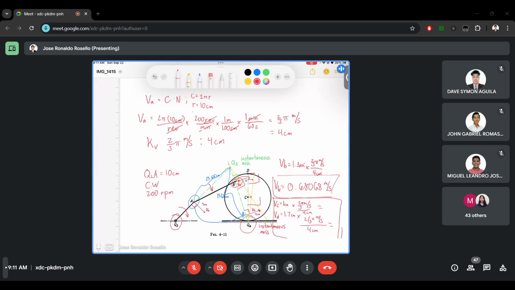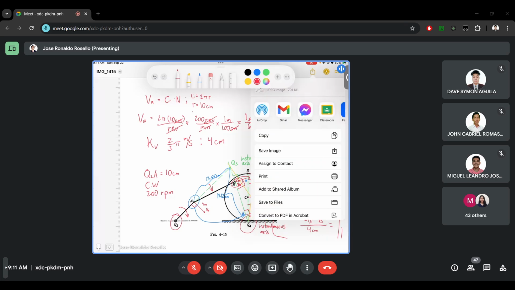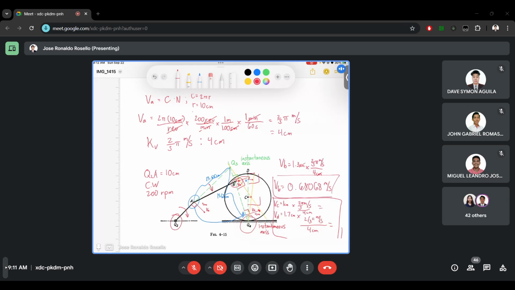I will just share this with you again later. Upload it to Google Classroom, so you will have a reference. On the midterm exam, I will give you a figure and you will just have to determine the velocities using the given method. So I will say what method you will use.